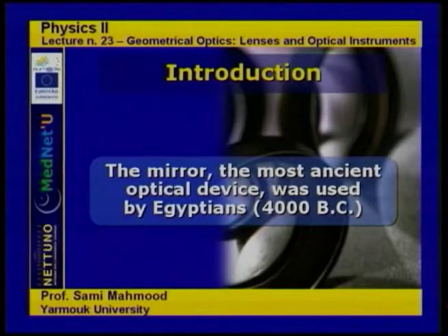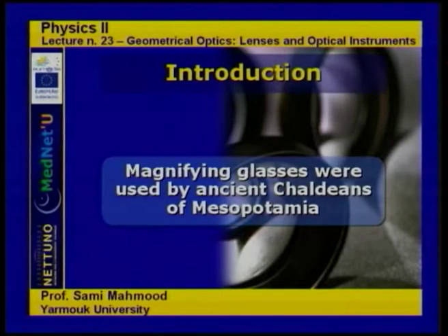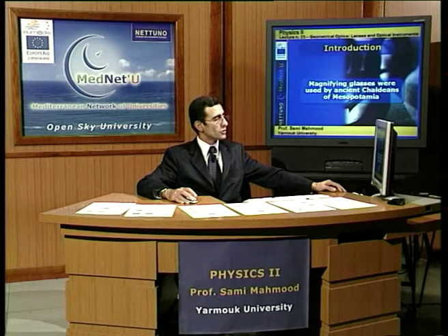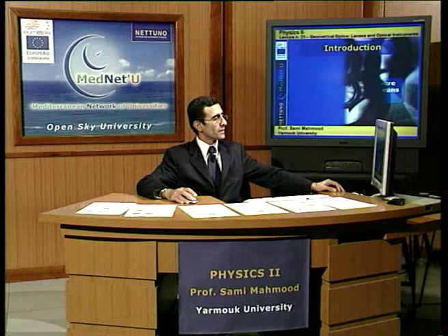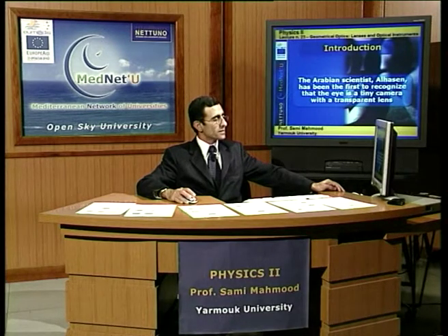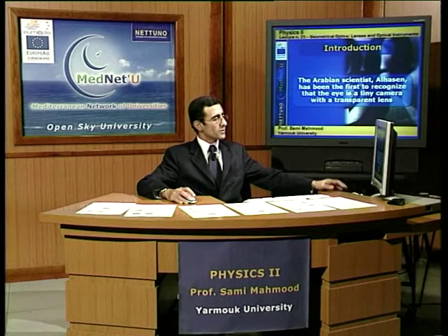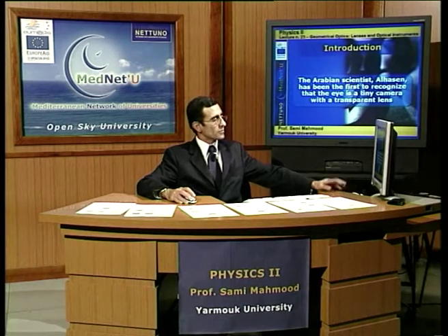where the mirror, being the most ancient optical device, was used by Egyptians about 4000 BC to form images. And magnifying objects made of glass were used by ancient Chaldeans of Mesopotamia. So these are evidences of how old and ancient is this knowledge on optics, geometrical optics specifically. The Arabian scientist Al-Hazen was the first to recognize that the eye, in modern terms, is simply a tiny camera with a transparent lens. So this knowledge was well developed by the time of Al-Hazen.